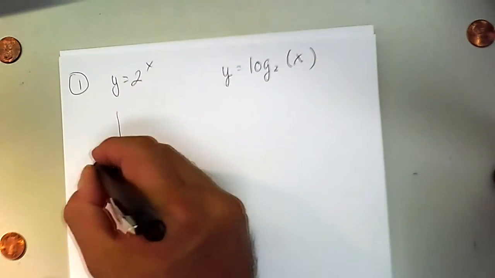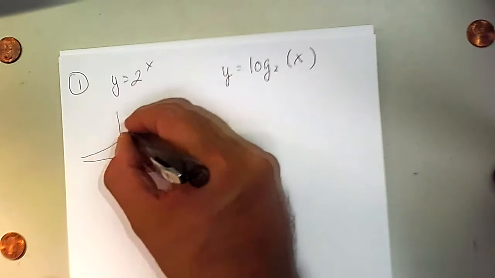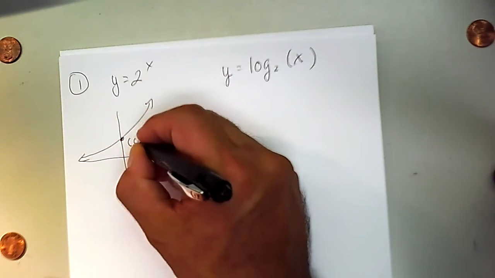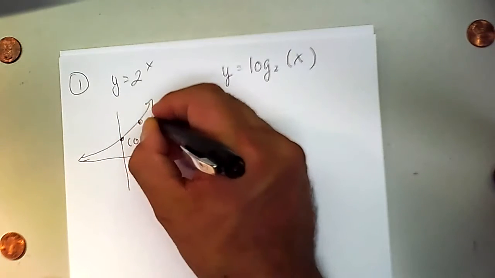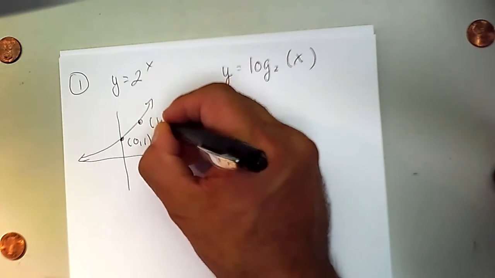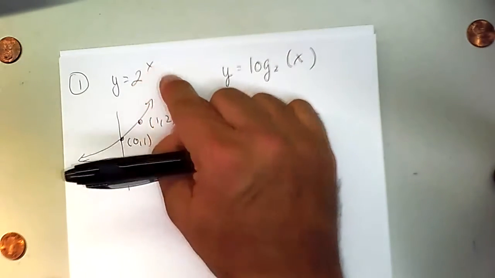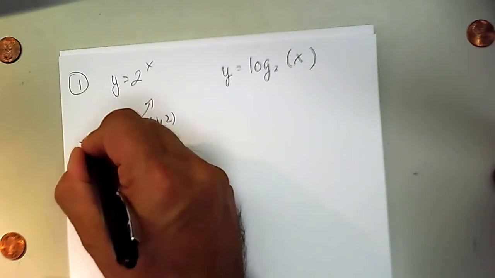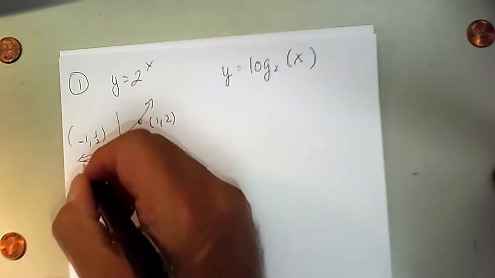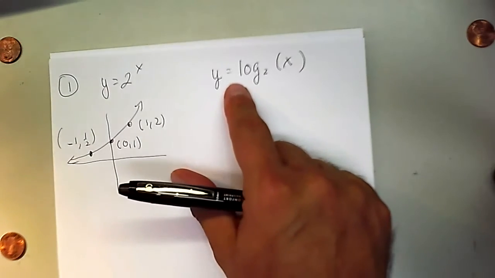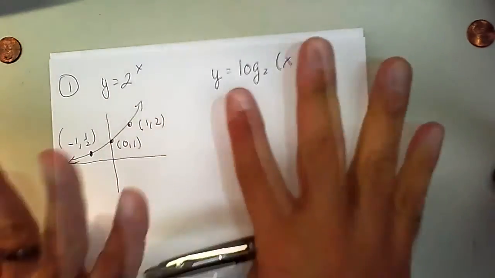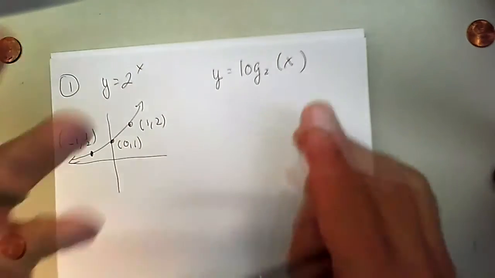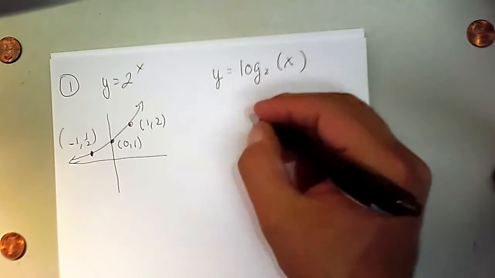The graph of this, as we know it, goes this way. One of the points here is (0, 1). Another point is (1, 2), because when we do 2 to the 1, we get 2. And then another point here is (-1, 1/2). Now, the logarithm, which is the inverse of this, please pay attention because this is important. A lot of students say, I don't know anything about logarithms. Well, here it is.